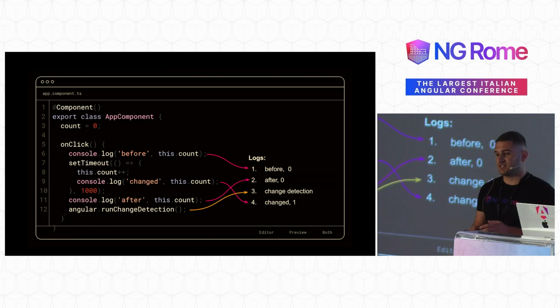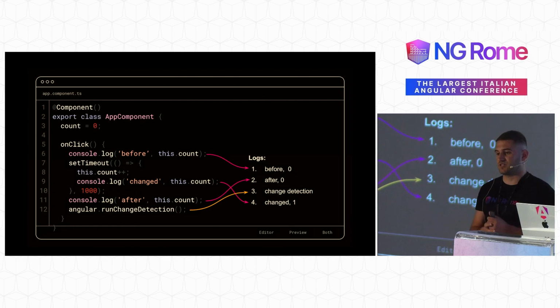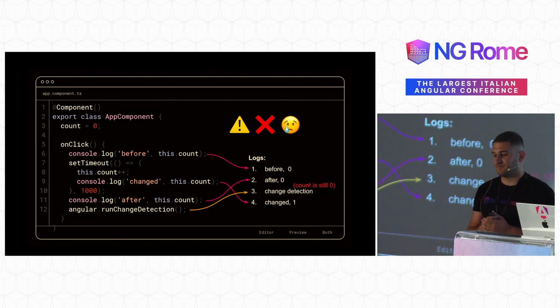And then, if we apply the same logic as before, we have to run change detection after that event call. But in our case, that change detection will happen before the count was updated, so before the changed log. And of course, at that point, the count will still be 0, and that will be a broken state because the change detection ran faster than it was supposed to do.